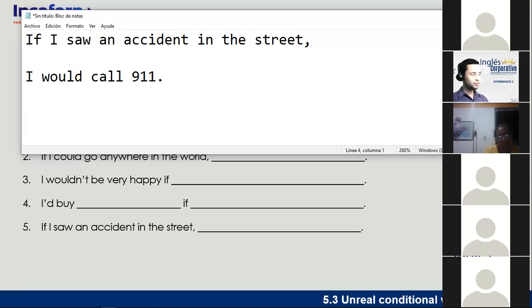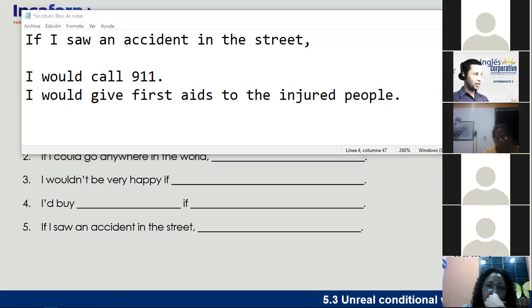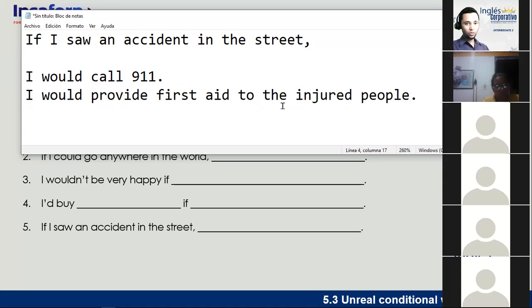If I saw an accident in the street, I give first. Okay. I would give first aid to maybe to the injured people. Okay. Yeah. Now you can say that. First aids. Okay. Or first aid only, so as not to confuse it with another word. Okay. First aid, or I will provide first aid to the injured people. Thank you. Only in the singular, because otherwise it gets confused with another word that has nothing to do with it. Okay, but yeah, I will provide first aid to the injured people.